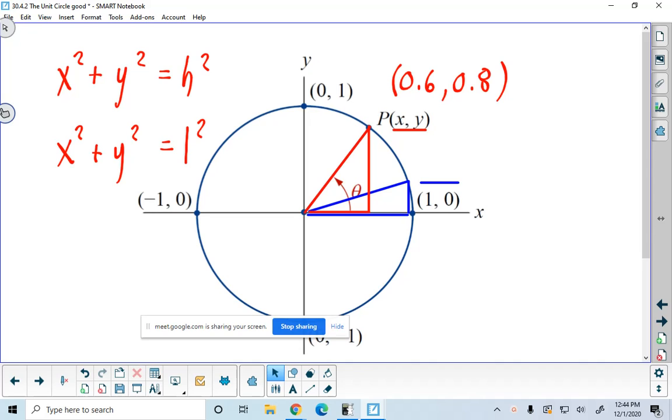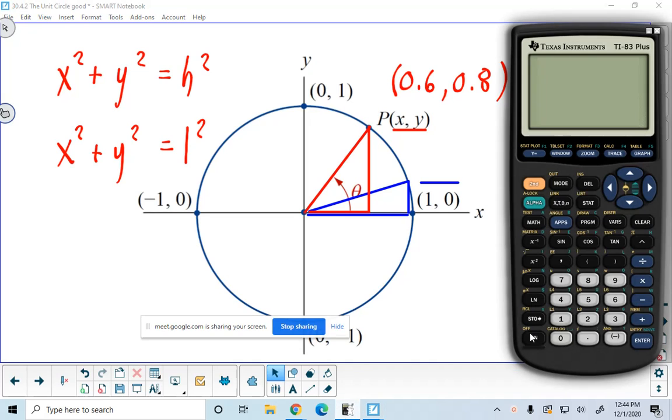So I'm asking you to calculate x squared plus y squared. What you're going to get is 1. If I take 0.6 squared plus 0.8 squared, assuming I didn't screw up in my head, you get exactly 1. So when I made up those numbers to put there, I can't just put any numbers.